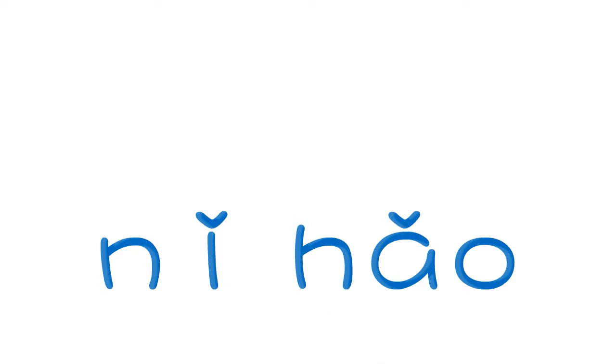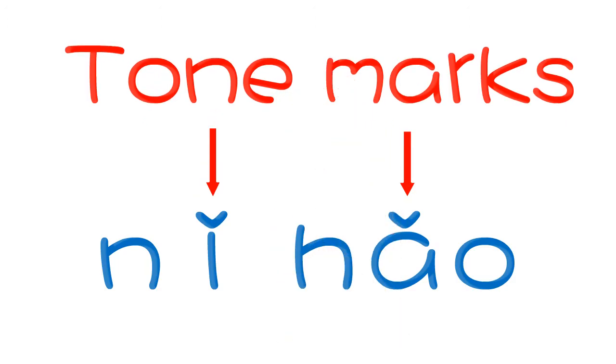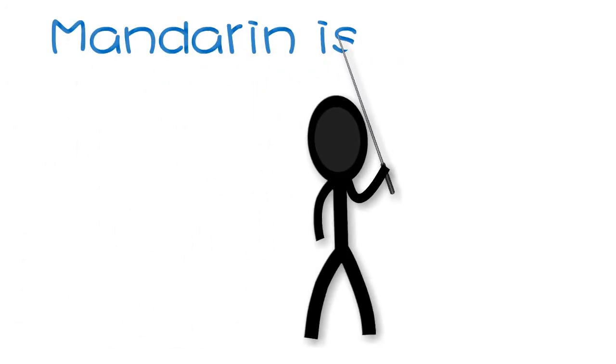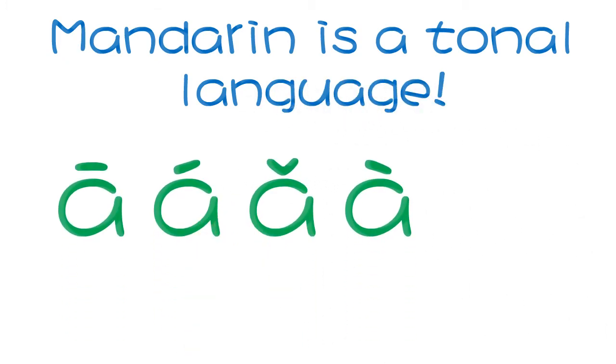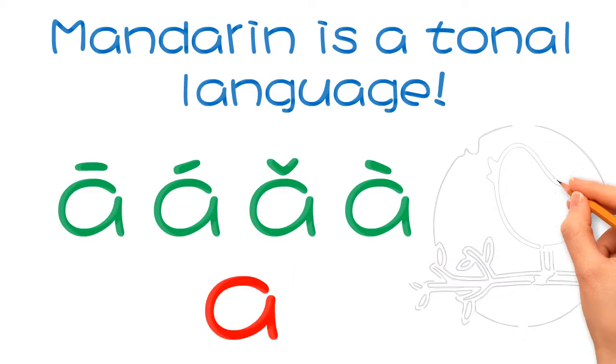Now, look at nǐ hǎo again. Can you find any differences between English and Pinyin? Did you notice that there are some marks on the top of the letters? These are called tone marks. Mandarin is a tonal language. It has 4 tones, and sometimes there is no tone. It is just like singing.